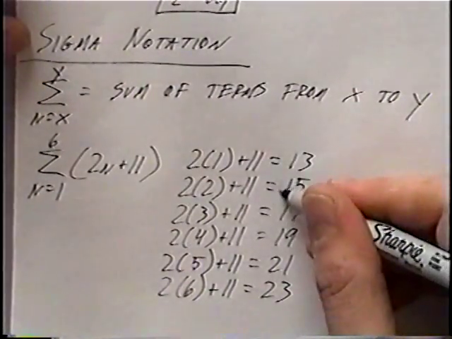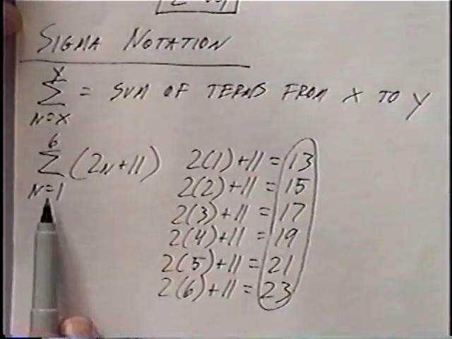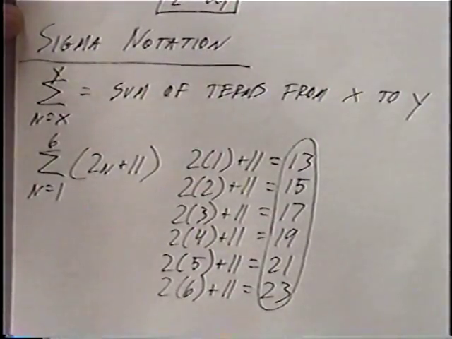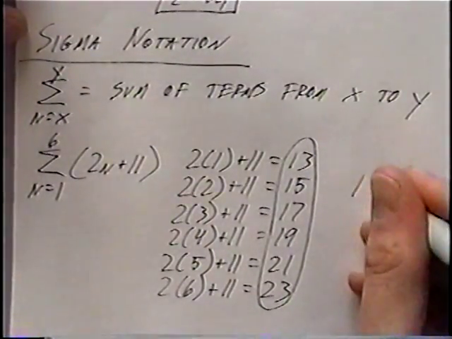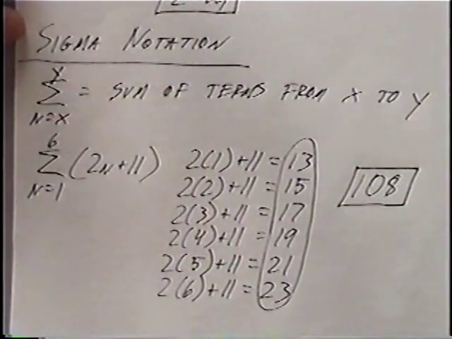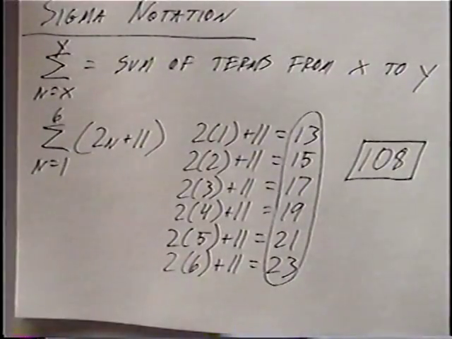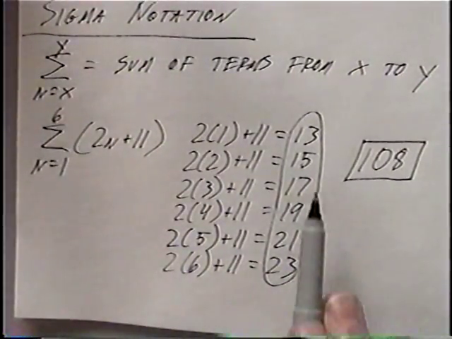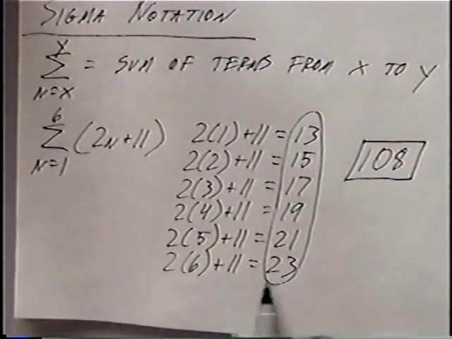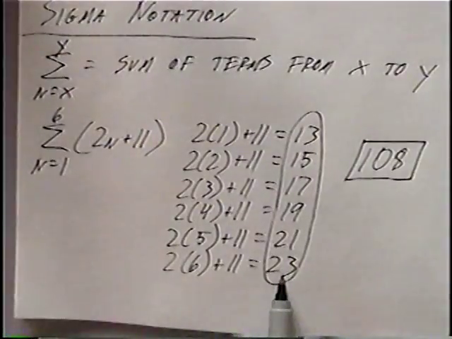Adding all these numbers up together will be the answer to the sigma notation. We're summing the numbers from 1 to 6 using the given formula. Adding those up, our total would be 108. This is one way to solve this problem. A different way to solve this problem would be to find the first term, also find the last term, and then you can use one of the summation formulas that we did with a sub 1 and a sub n.